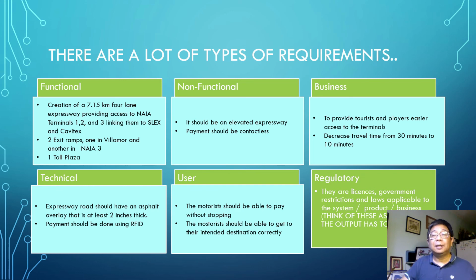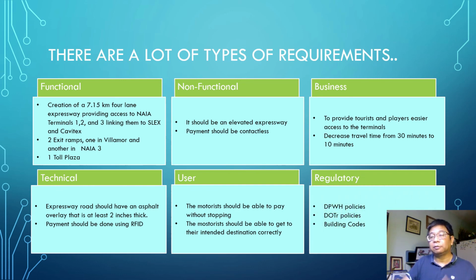And lastly, regulatory. And this would involve following the policies of the DPWH, the Department of Transportation, and the building codes. So how did you do? I hope that with this second example, it will give you an idea already of how to gather and generate requirements.